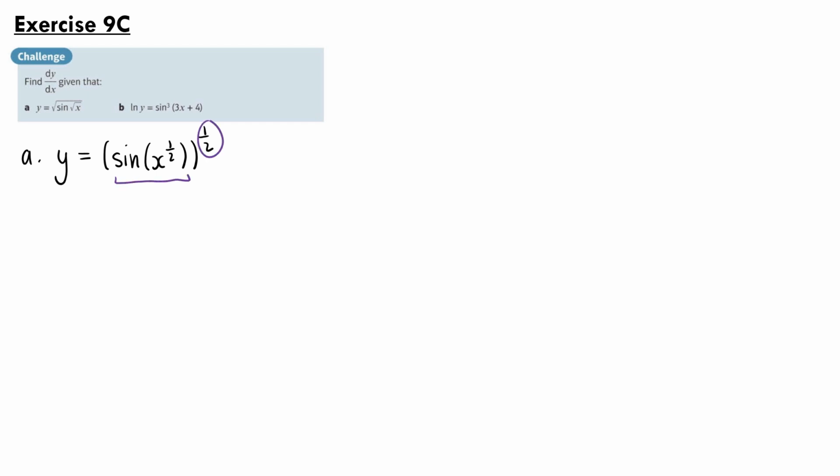The first thing we've got to do is look at the outermost function, which is something to the power of a half. How we differentiate something to the power of a half is we take the power of a half down and then reduce the power by 1, keeping whatever is inside the same. So a half take away 1 is minus a half. Then we multiply by the derivative of whatever was inside, so the sine of x to the power of a half.